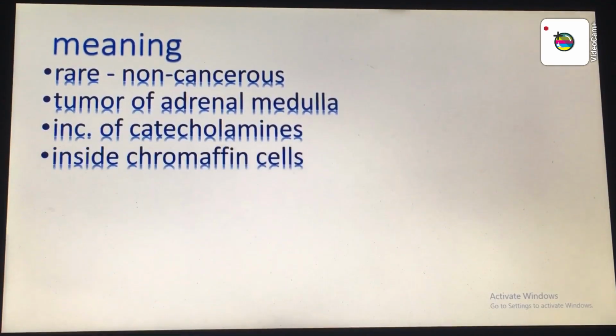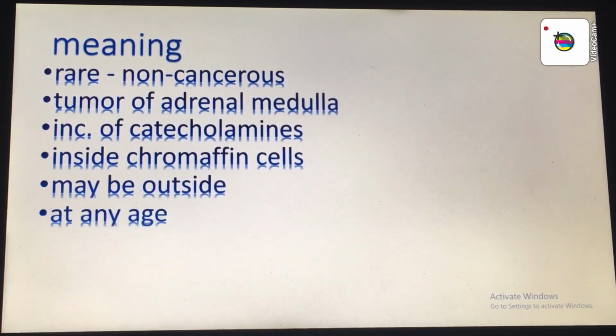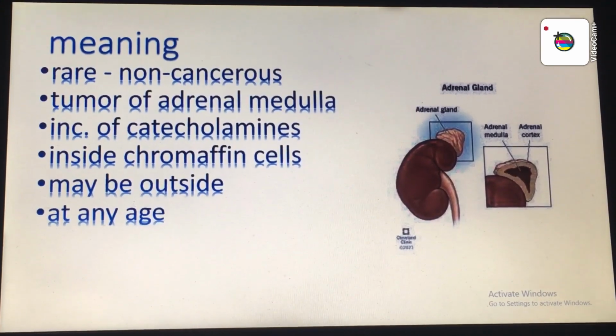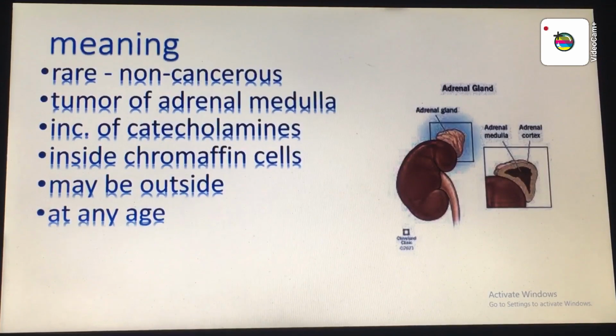What is Pheochromocytoma? Pheochromocytoma is a tumor of the adrenal gland. It occurs inside the adrenal medulla. We know that the adrenal gland is found over the kidney, and this tumor is rare and non-cancerous. It is treatable, okay.